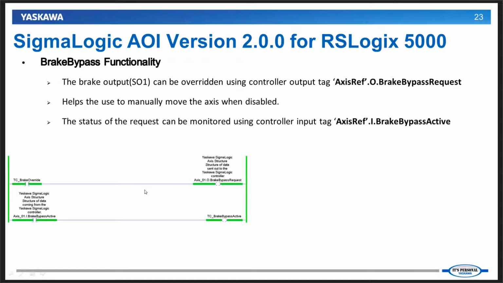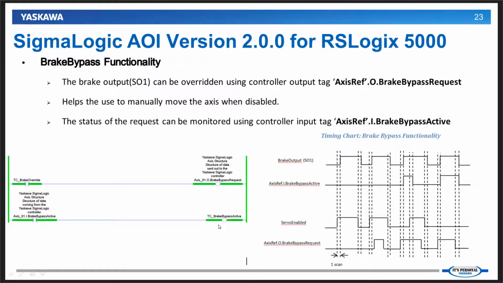So here's a command that I wrote, which I used brake bypass request, and I tied that to this coil. And this shows that my brake bypass active is enabled. The timing diagram here shows a different situation, which describes the behavior of this brake bypass command.